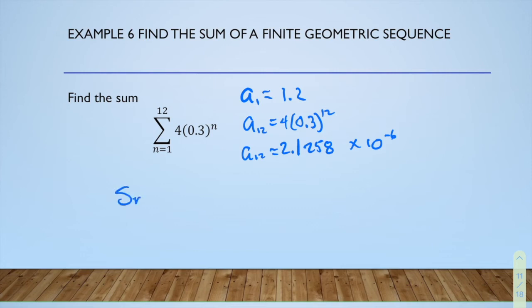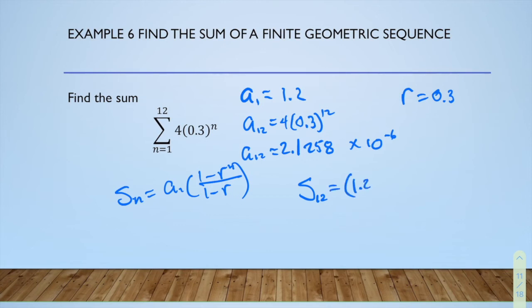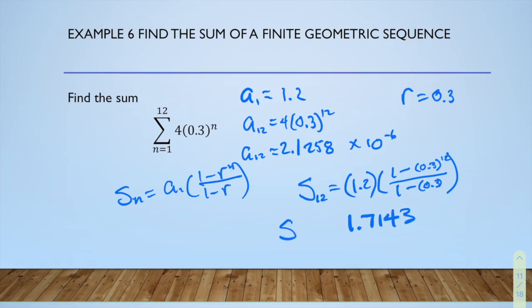We take our sum formula, s sub n is equal to a sub 1 times 1 minus r to the n over 1 minus r. We know that r is 0.3. Let's just plug in the pieces now. S sub 12 is equal to a sub 1, which is 1.2, times 1 minus 0.3 to the 12th power over 1 minus r, which is 0.3. So if we punch that all into the calculator, my answer is 1.7143. So that's the sum of the first 12 terms of that sequence.